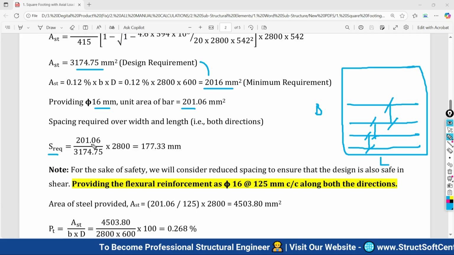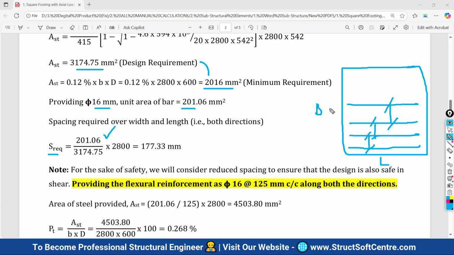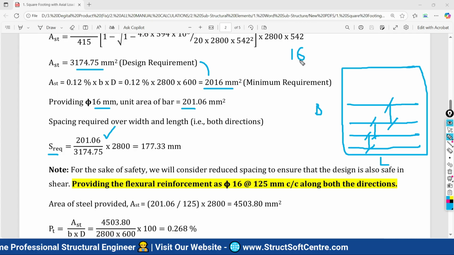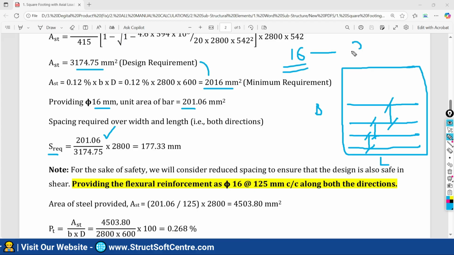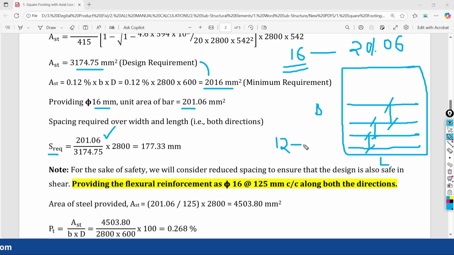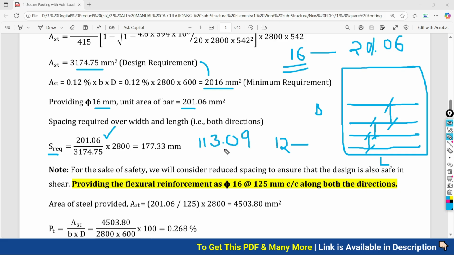Spacing required will be equal to unit area, because we have decided on the 16 mm diameter of bar. So 16 mm diameter of bar is having the unit area 201.06. If you are going to use the 12 mm diameter of bar, then for the 12 mm diameter of bar, the unit area is going to become 113.09 something. So you can check it. Basically, whatever the diameter of bar you are going to use, you need to know its unit area.